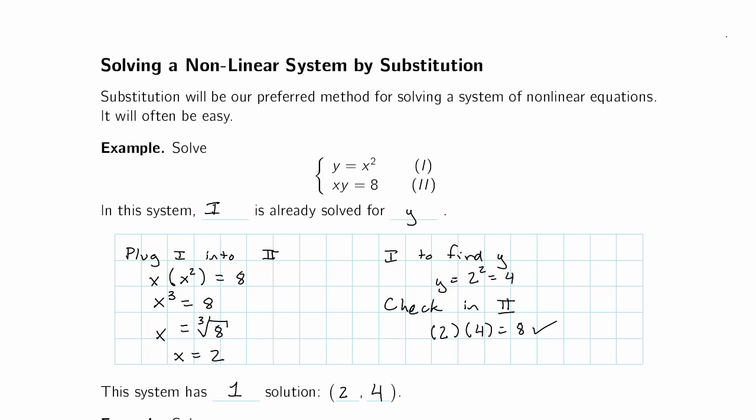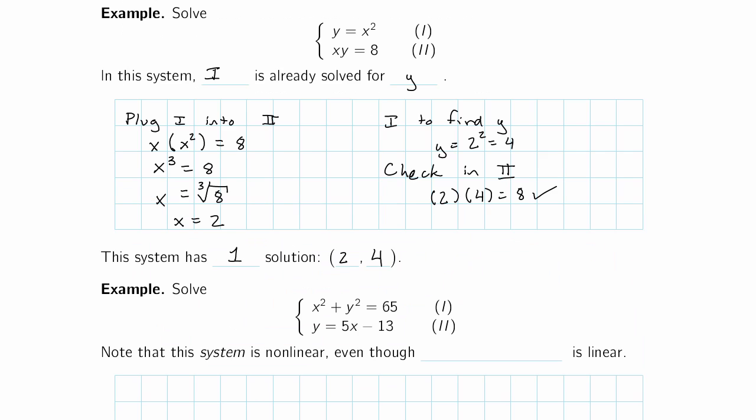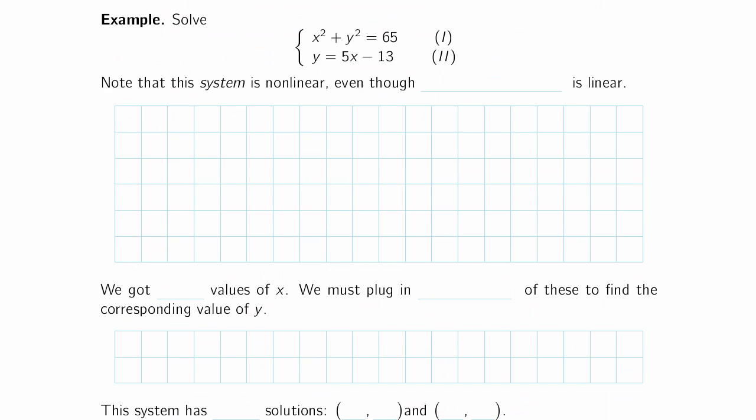In the next example, we're going to not get so lucky, and we'll see how we go about finding the value of the second variable when we got more than one solution in the first place. In this example, one of our equations is linear, equation 2. But that's okay. The system is still nonlinear because one of the equations is not linear.